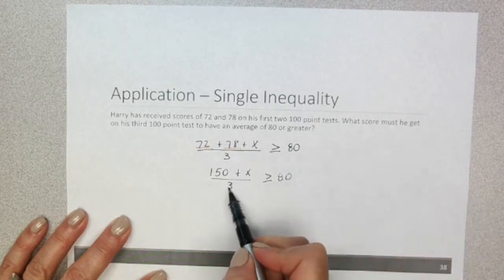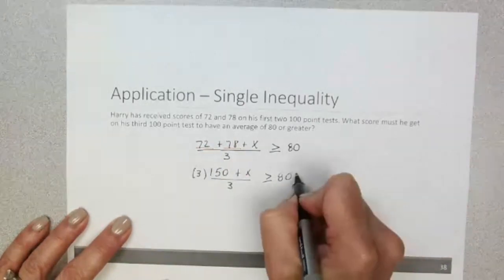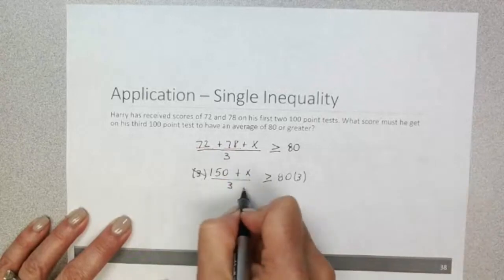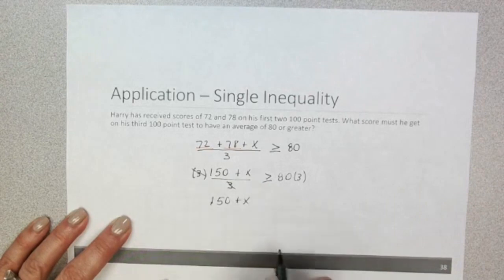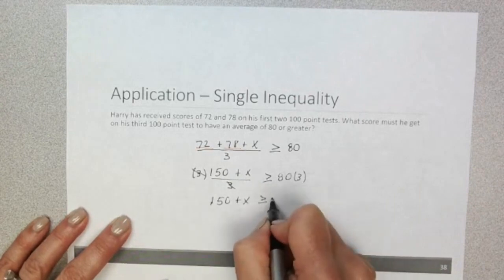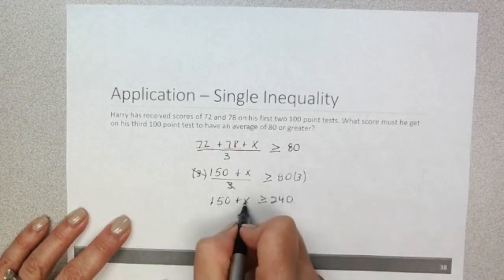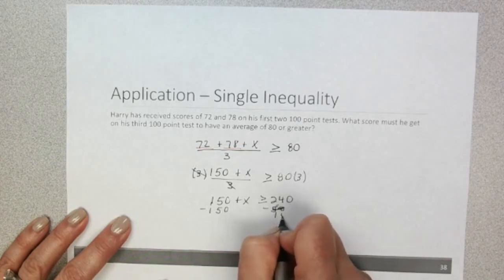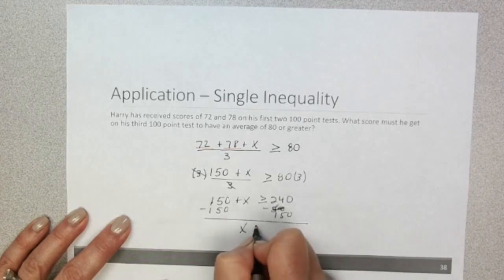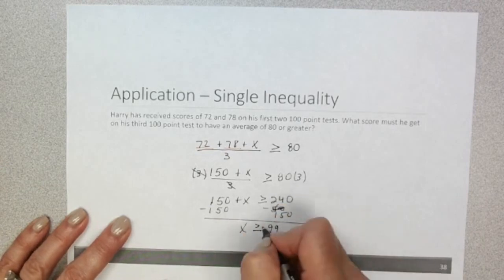Solving for X, I want to get that 3 out of the denominator. So let's multiply both sides of this inequality by 3, and those 3s will divide out. So 150 plus X is going to be greater than or equal to 3 times 80, or 240. We don't want 150, we want just the X here, so let's subtract 150 from both sides. So X has to be greater than or equal to 240 minus 150, which is 90.